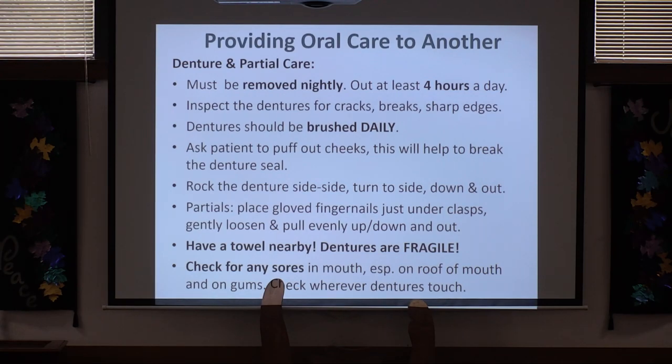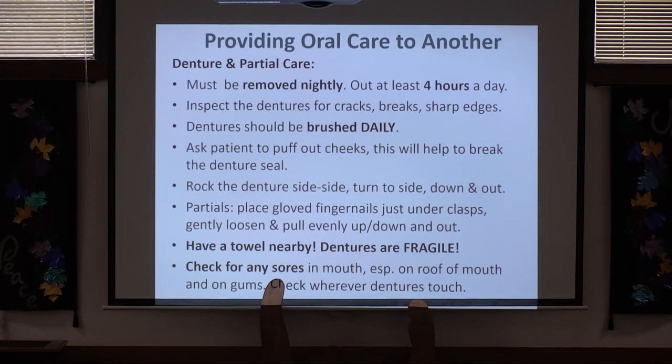Ask the patient to puff out their cheeks. This will help to break the denture seal. Rock the denture side to side, turn to the side, down and out. For partials, place gloved fingernails just under the clasps. Gently loosen and pull evenly up and down and out. Have a towel nearby. Dentures are fragile.